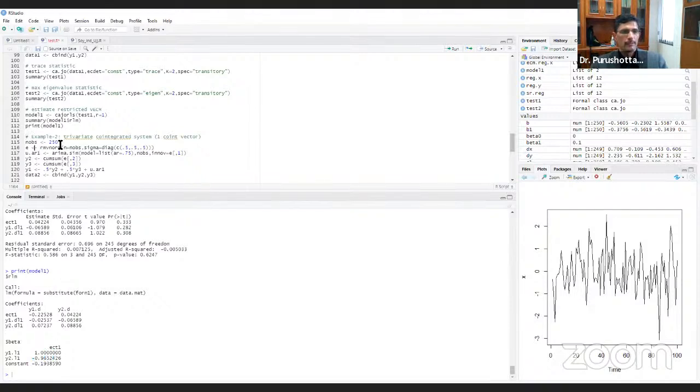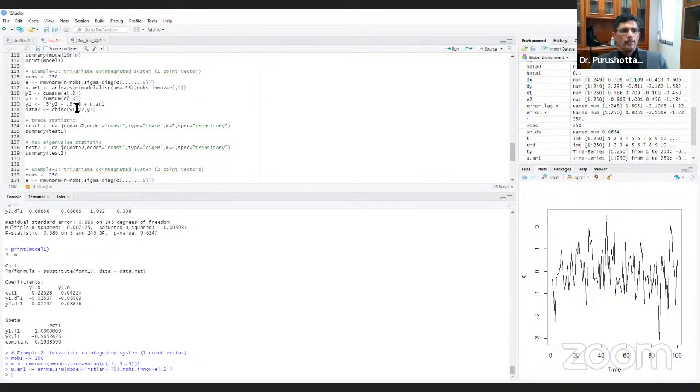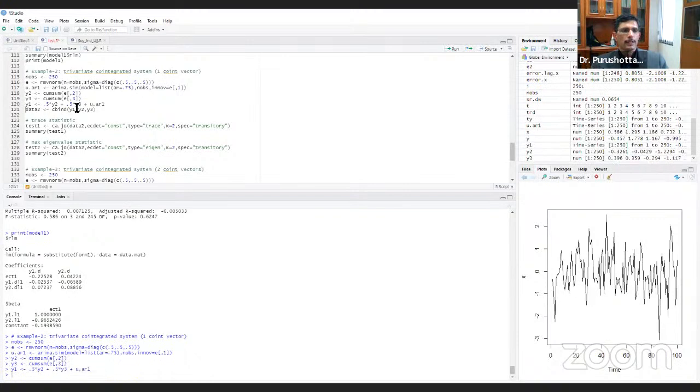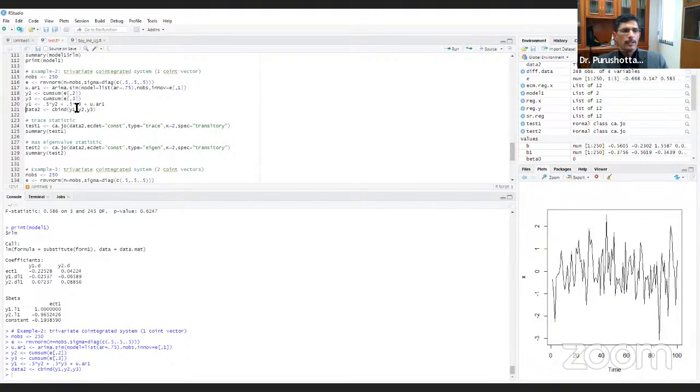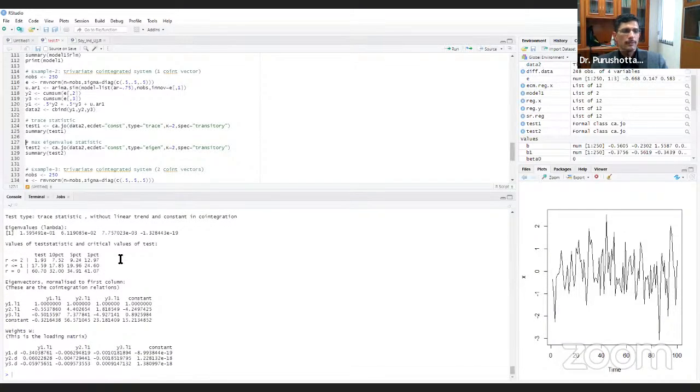I think we will go for another thing. Trivariate, three variables, Y1, Y2, and Y3. We are combining these three series through this code, and then we are testing for this one. So there are three series, and we are testing for at least three cointegrating vectors.